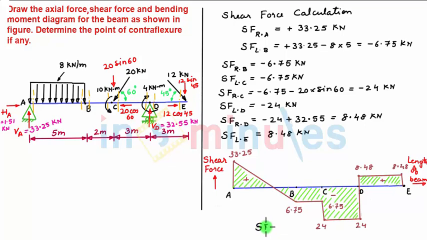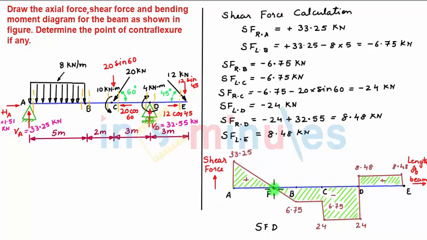If we analyze the shear force diagram, we see that the shear force is changing its value from positive to negative at some point in between point A and B. Let me define the point as point F. At point F, your shear force is 0 and its value is changing from positive to negative. So at this point, our positive bending moment will be maximum.